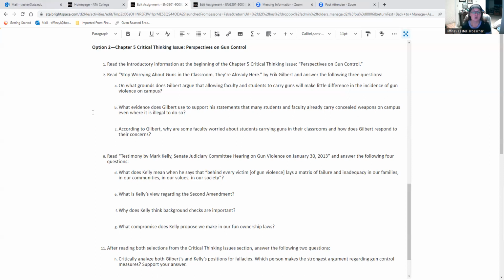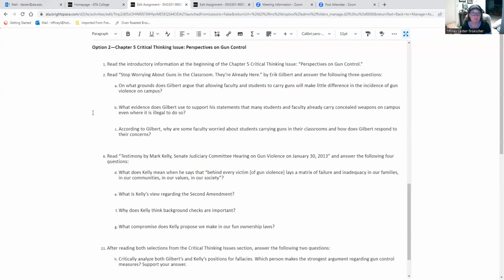Third question, according to Gilbert, why are some faculty worried about students carrying guns in their classrooms, and how does Gilbert respond to their concerns? The second text in this critical thinking issue section is testimony by Mark Kelly, Senate Judiciary Committee hearing on gun violence on January 30th, 2013, from a Senate hearing, obviously, and answer the following 4 questions.